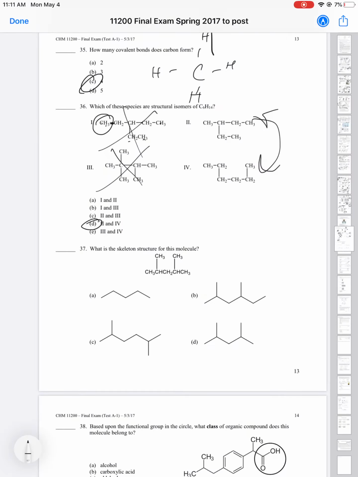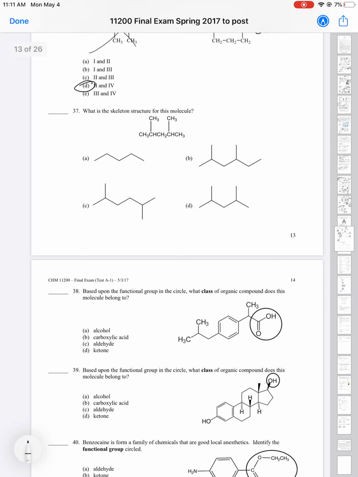Okay. On to number 37. What is the skeleton structure for this molecule? So it looks like we have 1, 2, 3, 4, 5 carbons in the long chain. So let's go ahead and draw that. 1, 2, 3, 4, 5 carbons. And it's on the second and second to last carbon. So the answer is D.